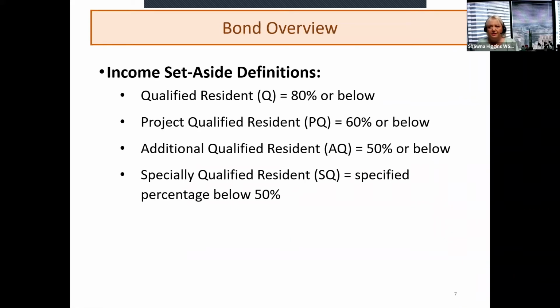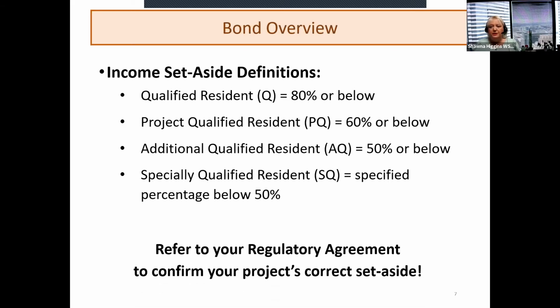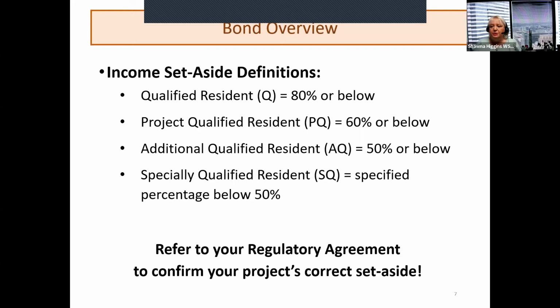There's qualified resident, which is a Q, and it's 80% or below. There's project qualified resident, which is a PQ, and that's at 60% or below. And additional qualified residents, an AQ, which is 50% or below. And then there's specially qualified residents, SQ, and that's a specified percentage below 50%. So you're going to want to refer to your regulatory agreement to confirm your project's correct set-asides.